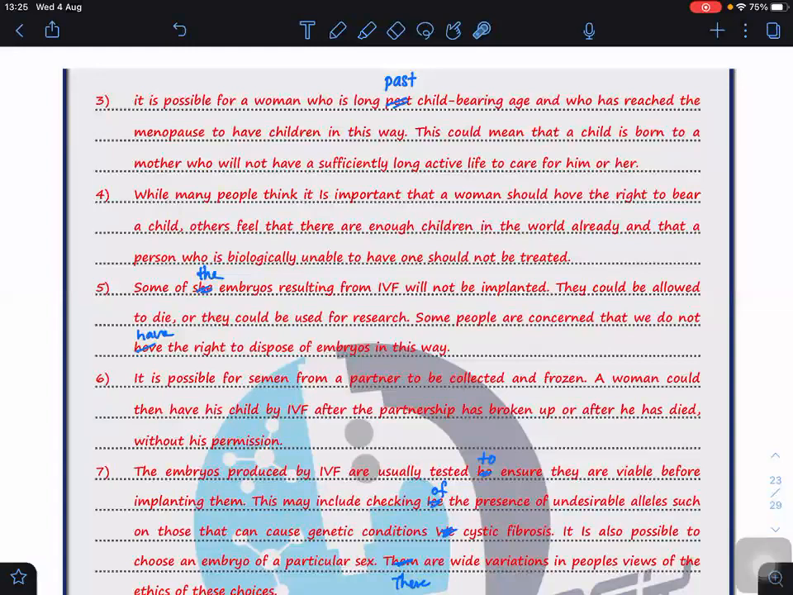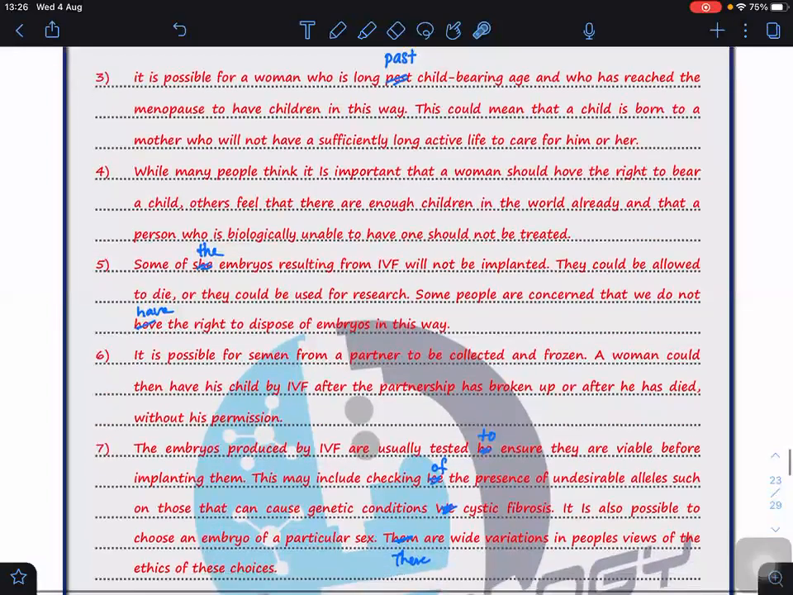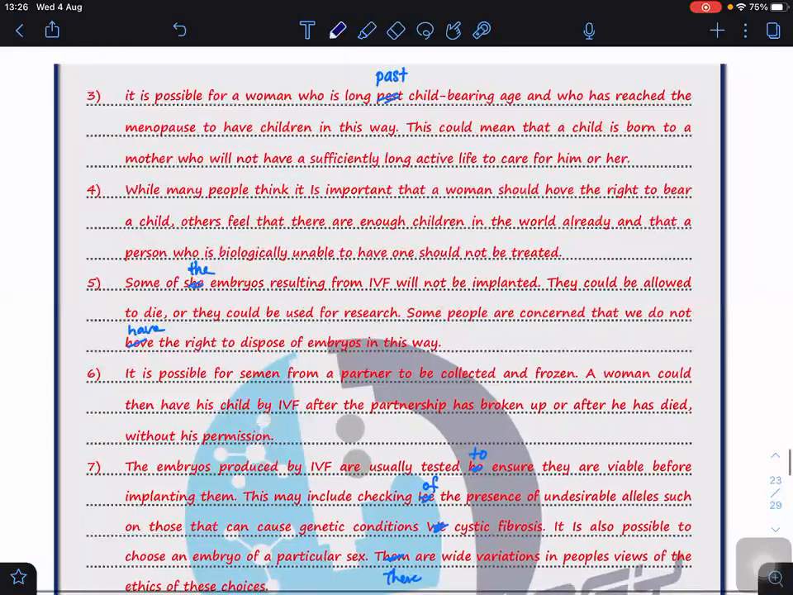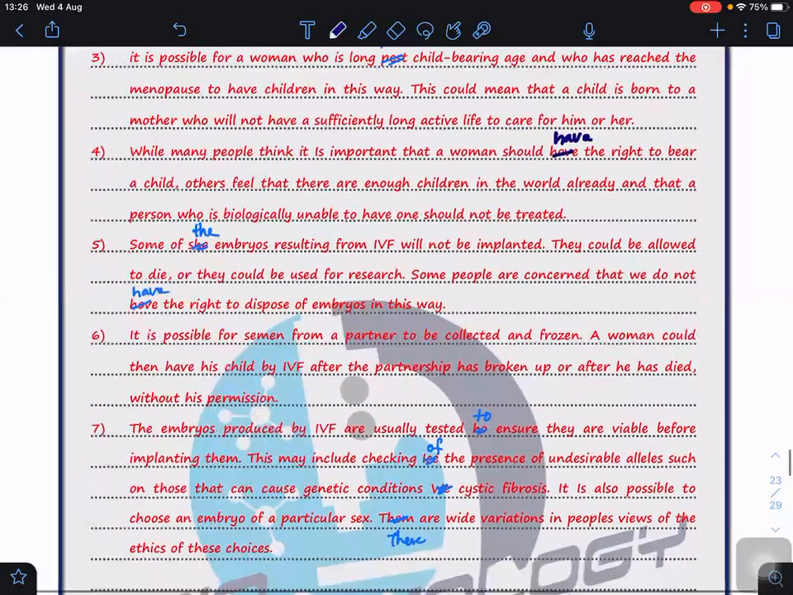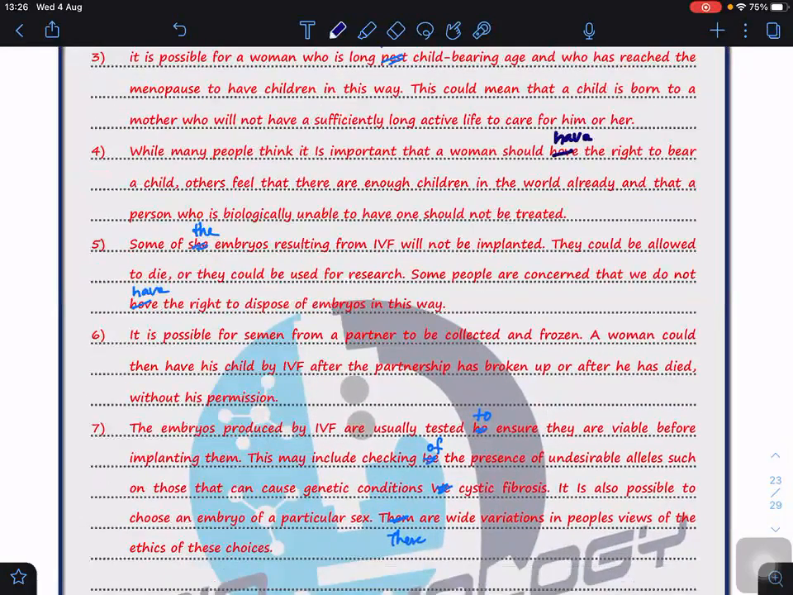Okay. While many people think that it is important and that a woman should have the right to bear a child, others feel that there are enough children in the world already that a person who is biologically unable to have one should not be treated. So there is an argument saying that there is a type of control. They should adopt a child rather than give birth to their own child.